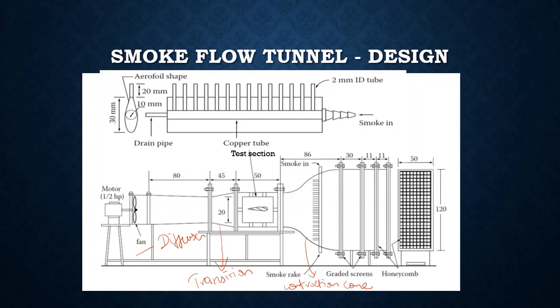And then we have graded screens of uniform section and then honeycomb, right? So where you are exactly placing the smoke rack is in the contraction cone section. So we have the streak-lined flow from the smoke, and then we have streamlined flow from the wind tunnel, and here we are placing the airfoil headed towards the upstream condition, where your smoke is placed on the upstream condition, but the flow is streak-lined flow.